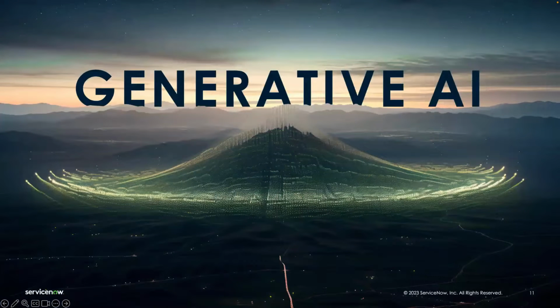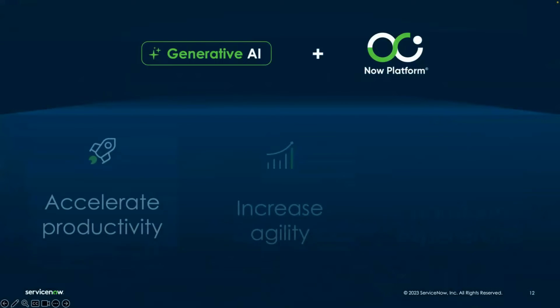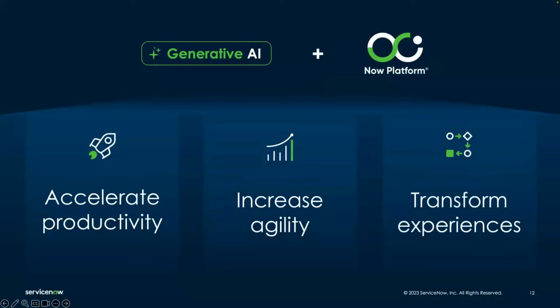As announced earlier this year, generative AI runs across the very fabric of the Now platform and powers capabilities, solutions, and workflows to make workflow smarter and faster for everyone. Large language models are at the core of our new generative AI-powered experiences. ServiceNow's generative AI strategy is to accelerate productivity, increase agility, and transform experiences through broad and secure model support.